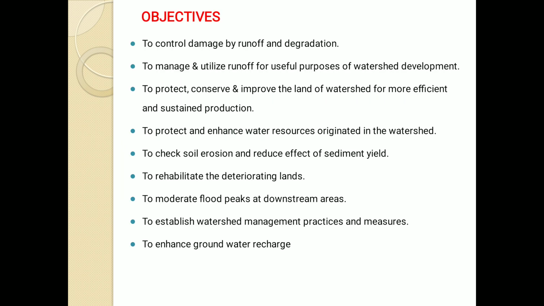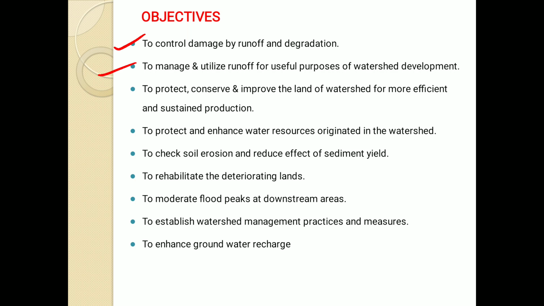Then what are the objectives of watershed? The first one is to control the damage by runoff and degradation. That means due to heavy rainfall or high wind velocity, there are problems of soil erosion, which cause damage through runoff and degradation also. Then, to manage and utilize the runoff for useful purposes of watershed development. That means the excess rainfall which drains.